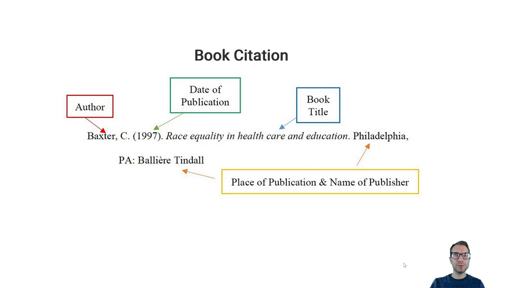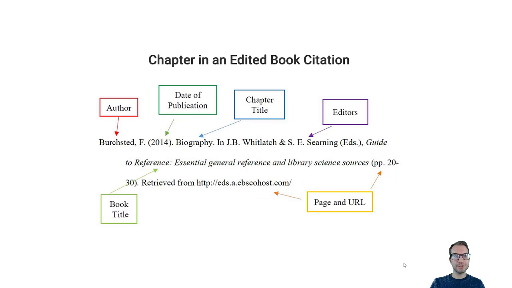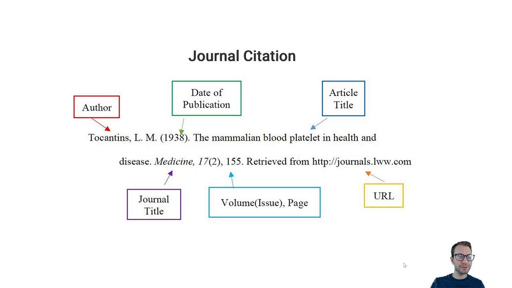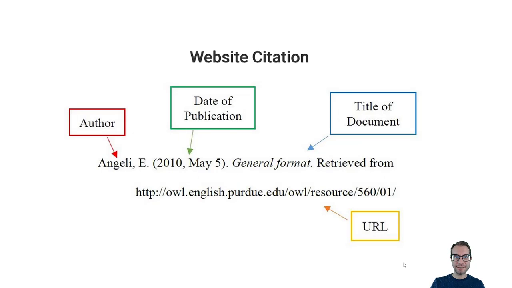This is an example of what a book citation looks like in APA style in your reference list. Here's an example of a chapter in an edited book collection. Here's what a journal citation looks like. Here's what a website citation looks like. More information about all of these can be found on Canvas.